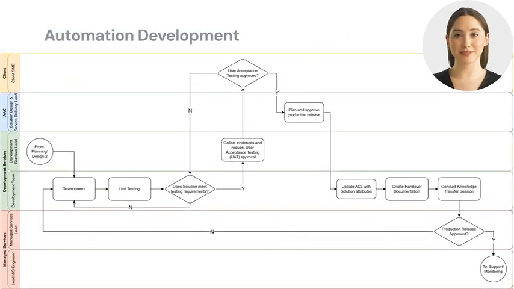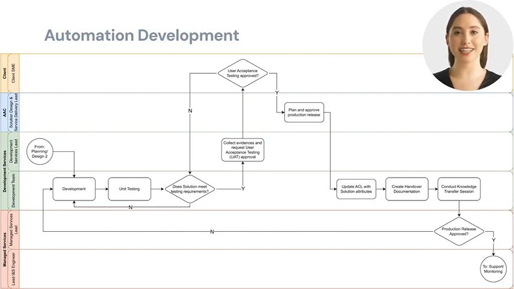Automation development. For this phase, the development team develops the solution and then performs unit testing. If the solution meets the testing requirements, the development services lead collects evidence and requests user acceptance testing approval. If it does not meet the requirements, the development team goes back to revise or redevelop the solution.